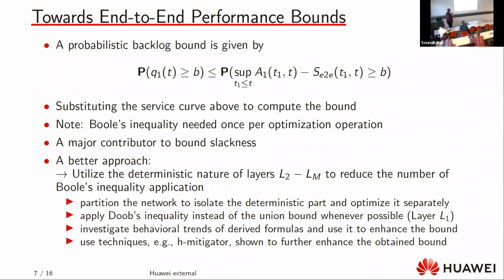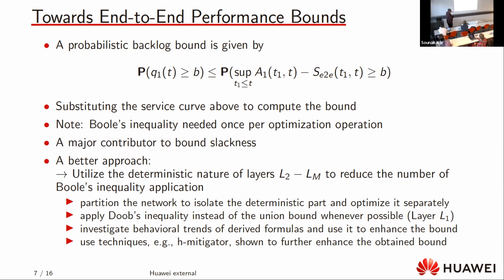Now, how do we compute the performance bound? So let's take basically the backlog. So now with the backlog, the violation probability of the backlog for a given backlog bound B is bounded by the probability that the deconvolution of A_1 and the end-to-end service that we just computed is greater or equal to B, right? Sorry. Okay. So now what we can do is basically substitute the service curve that we computed earlier here. And then we can use basically Boole's inequality. But then we have to apply it once per optimization.